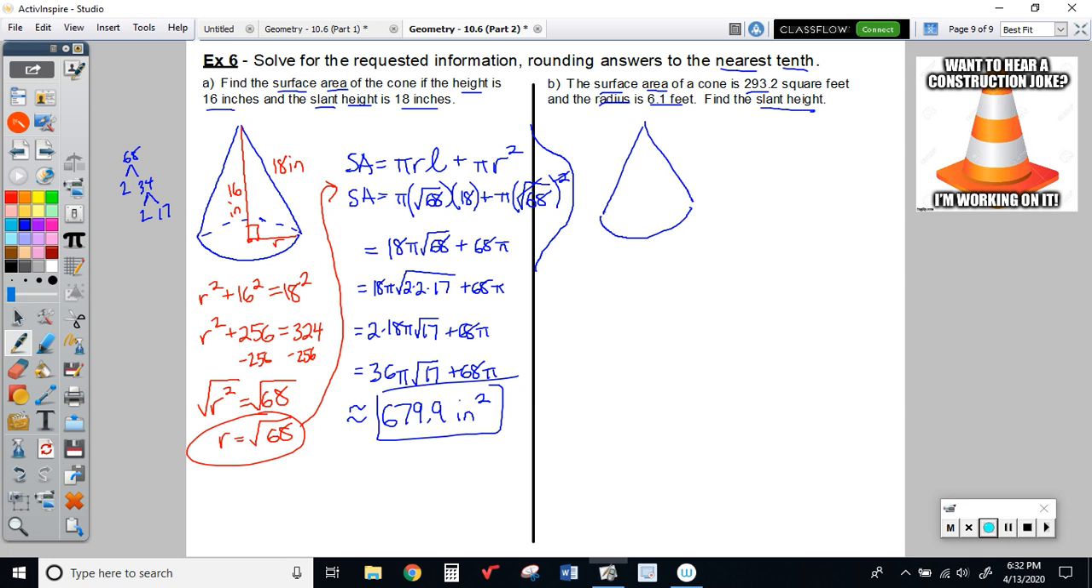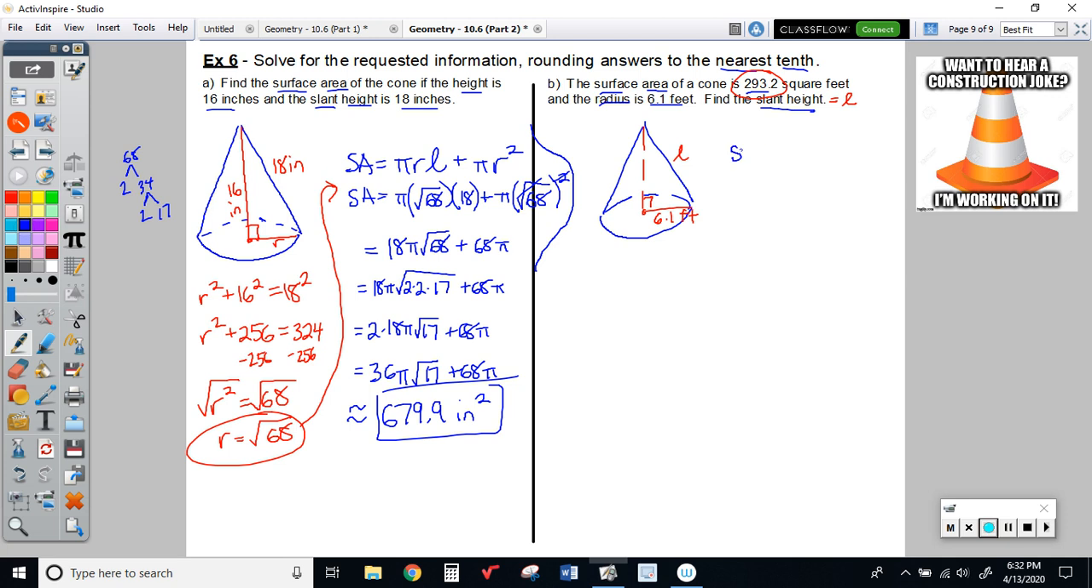So a cone, this one we know the radius is 6.1, and 6.1 feet to be specific. This is the slant height, that's your L part, so we're looking for that. It does not tell us what the height is either, but we may not even need to know what that is. But the whole surface area is right here, 293.2.